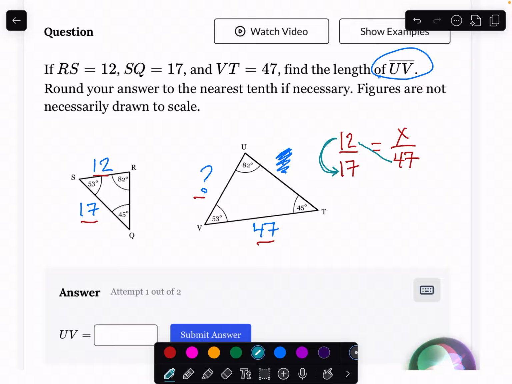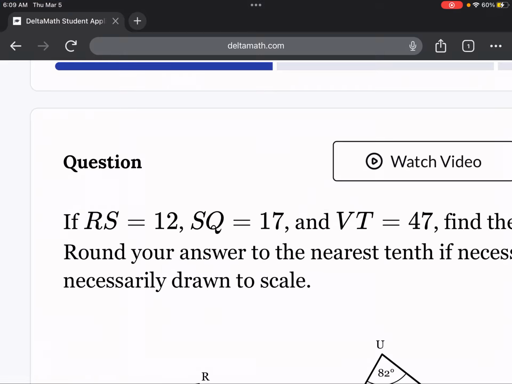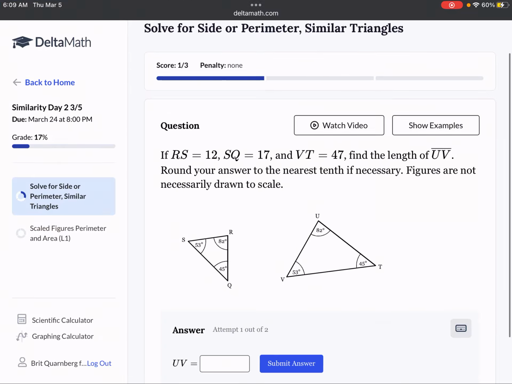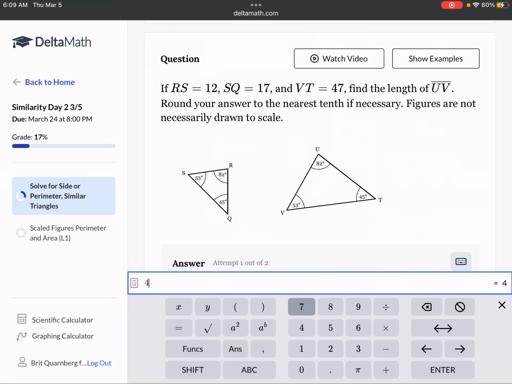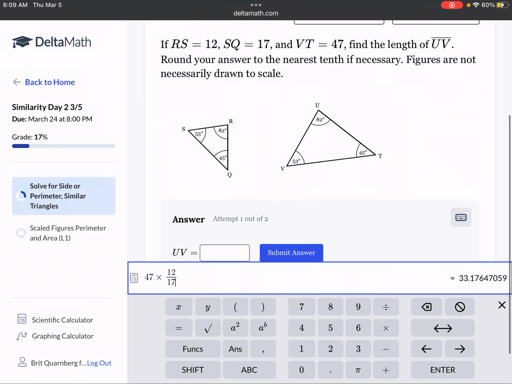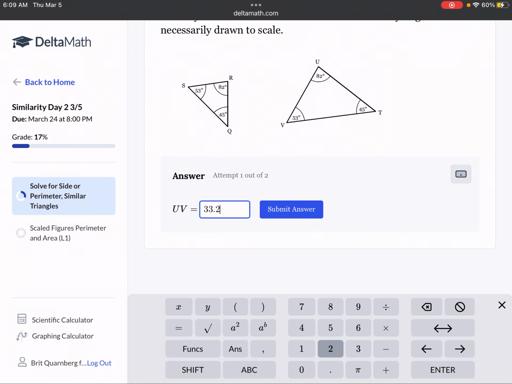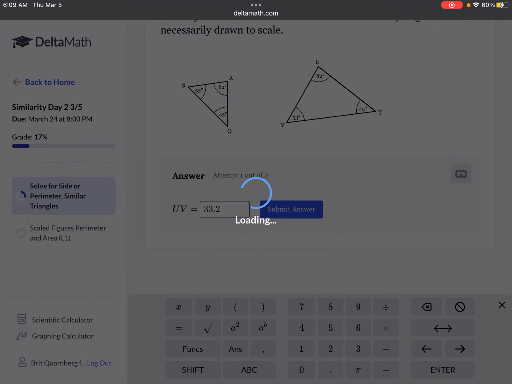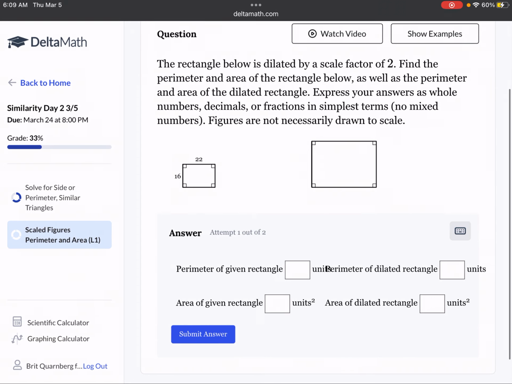So 47 times 12 divided by 17. And I'm going to do it in here because I can. So scientific calculator. And we're doing 47 multiplied by 12 divided by 17, and round it to the nearest tenth. So that's going to be 33.2. Yes. Yay.